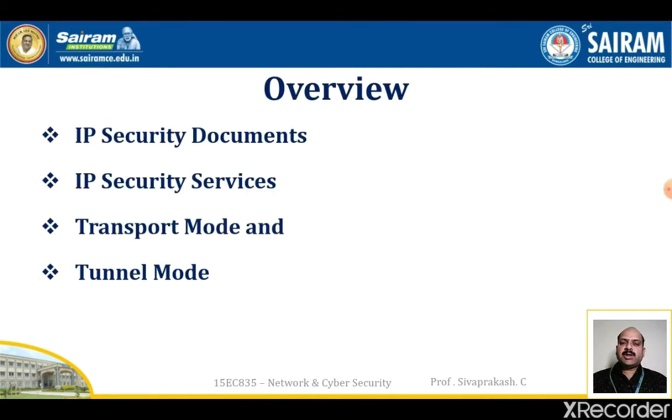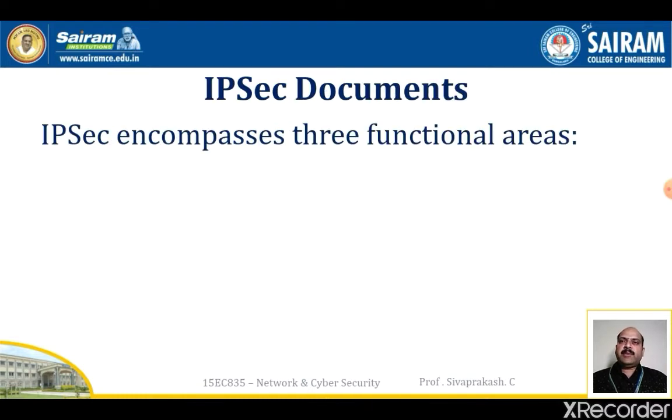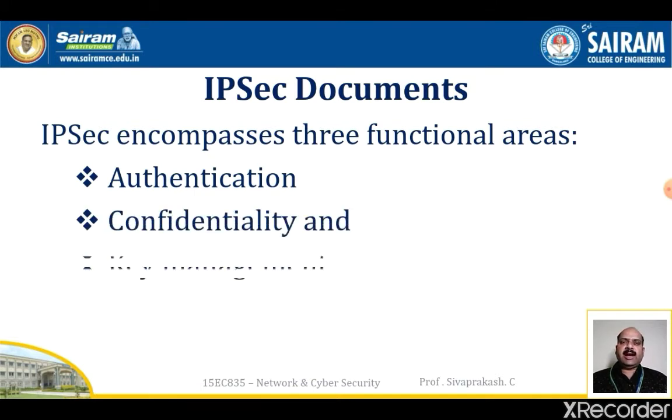This video covers IP security documents, IP security services, the functionality of transport mode and tunnel mode. Let us see the first IP security document. IP security encompasses three functional areas. Already we are aware about those. The three functional areas are authentication, confidentiality, and key exchange management.